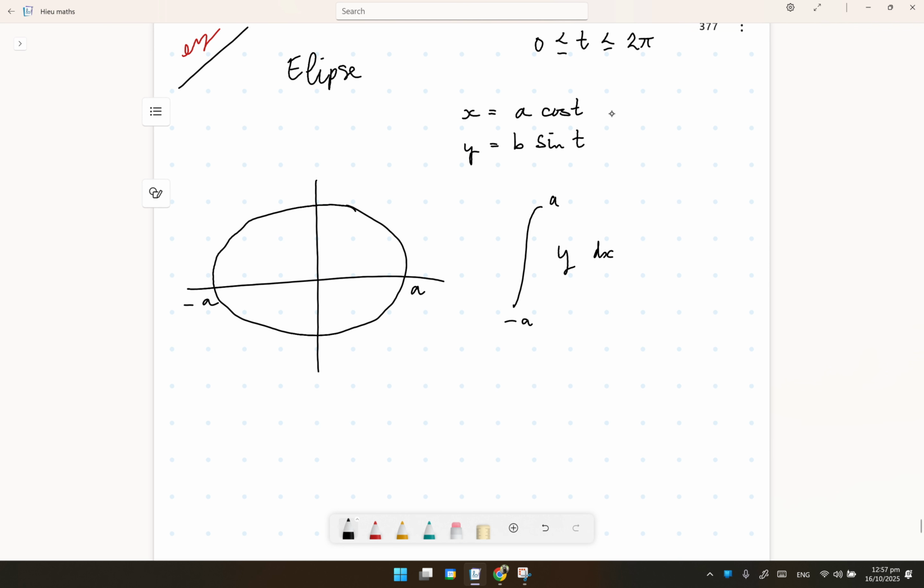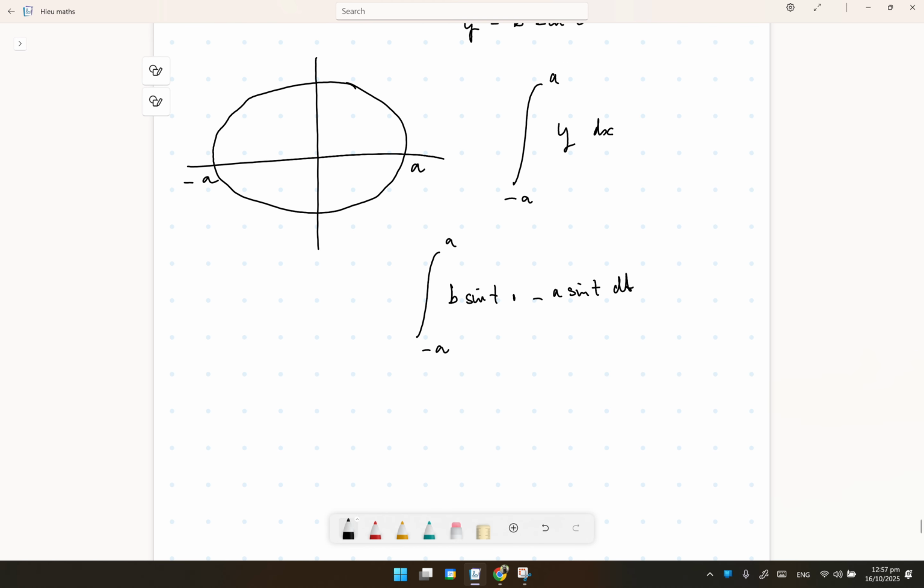So let's find it. First of all, what's dx? dx is equal to the differentiation of this, which is minus a sine t dt. So our new equation might be the integral from minus a to a of y, and y equals b sine t, so we'll put b sine t in here, multiplied by dx, which is simply minus a sine t dt. Then we can take minus a and b out, so it's minus ab, and then we just have sine squared t dt.